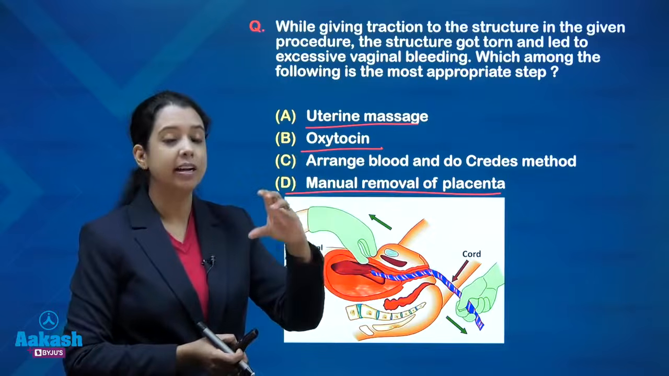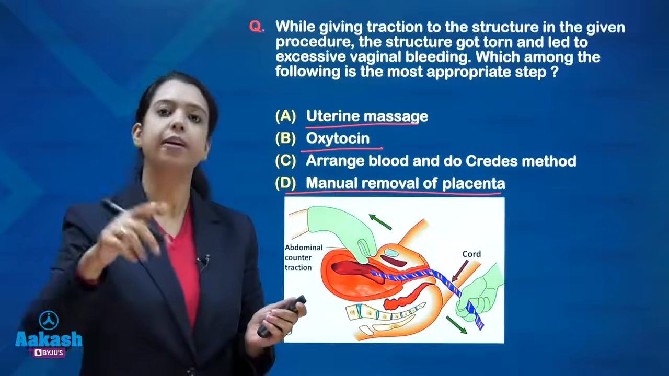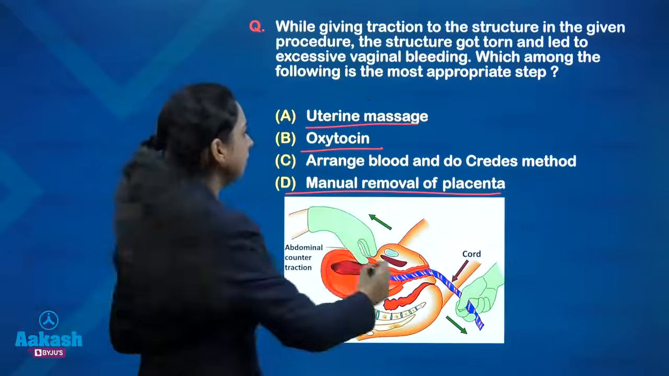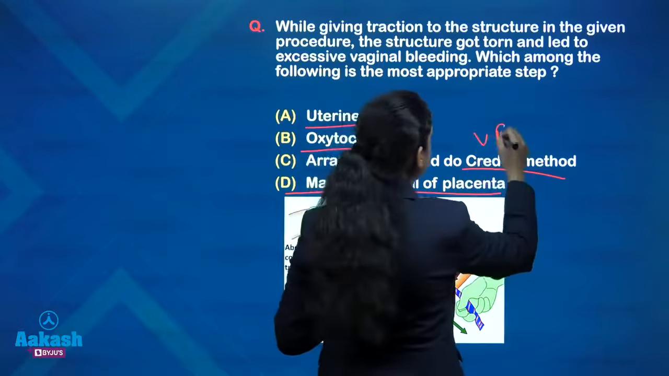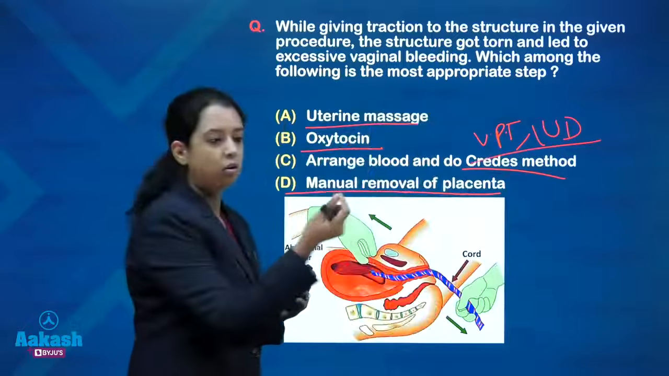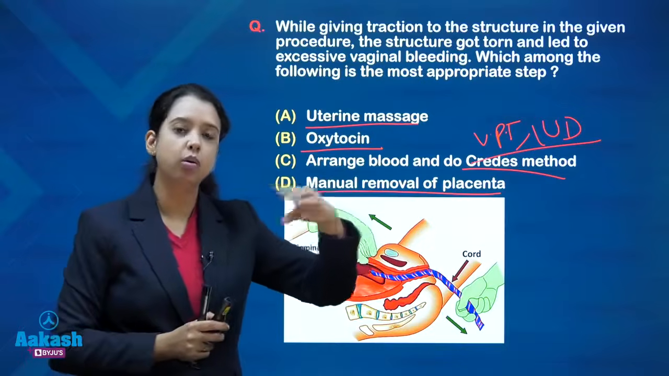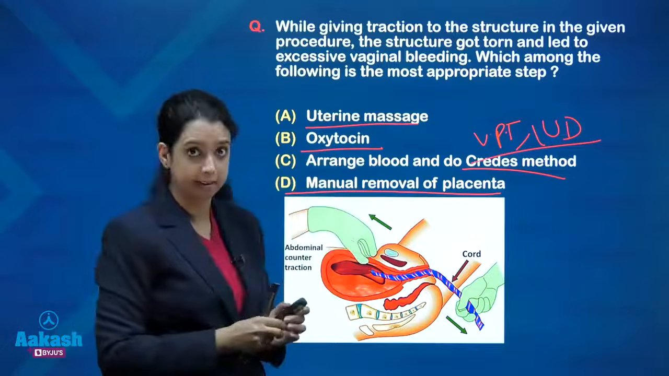It is done when the cord is very thin and fragile, like in very preterm or in an IUD baby. In those conditions, you do the Credé method because the cord is so fragile you cannot pull the cord. Then you do the Credé method and try to squeeze out the placenta. So it is not a choice here, okay?